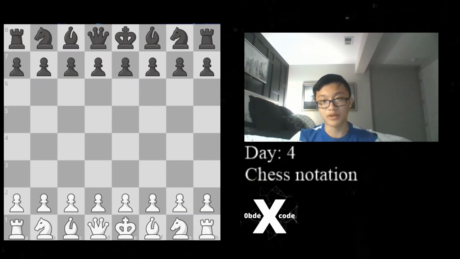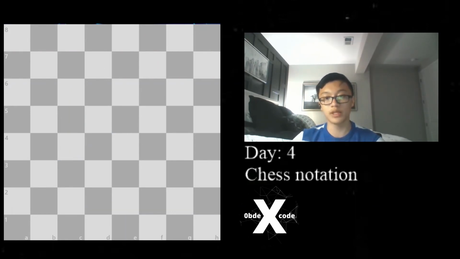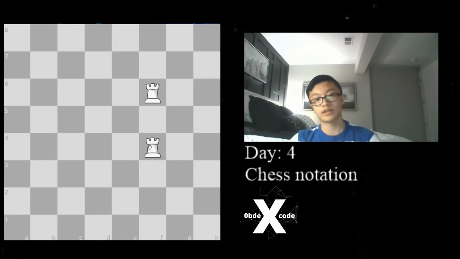Now what happens if, let's just change pieces. Let's just say rook and rook. So both of these rooks can go to the f5 square. So how do we determine, because they're on the same file. So how do we, in chess notation, describe which piece moved here?